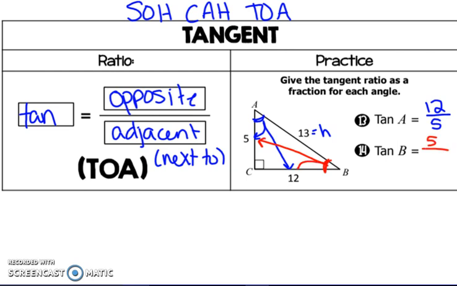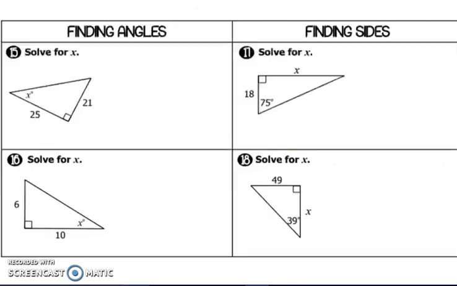5, and then the side next to it is 12. 13 is our hypotenuse, and we don't need it, but make sure you label it each time. That way we know where it is.